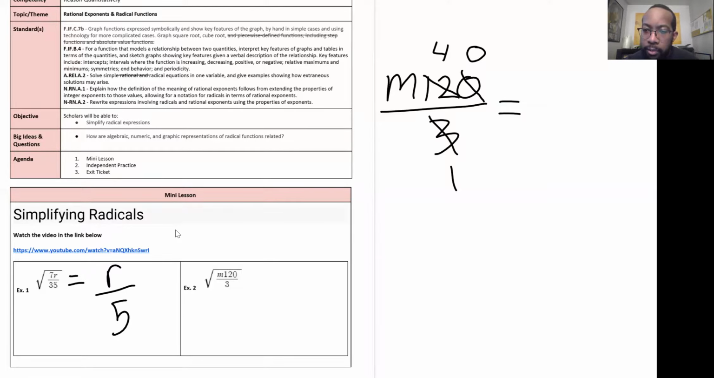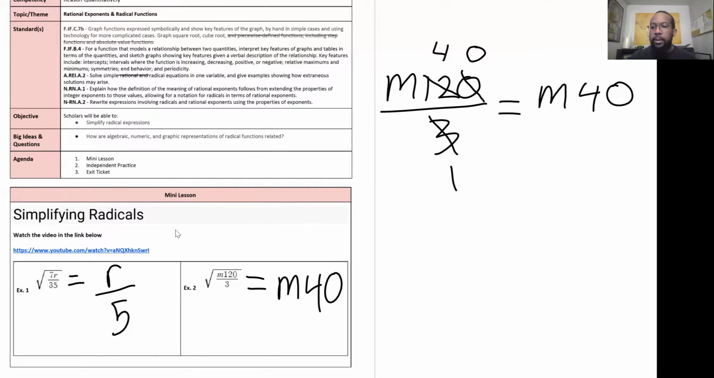So we have here for our answer, m times 40 over 1. And we know that anything divided by 1 is itself, so we don't even need to write over 1. We can simply say the answer is m times 40. All right, guys. So let's see what else we have to do here. So notice that all we did was simplify.